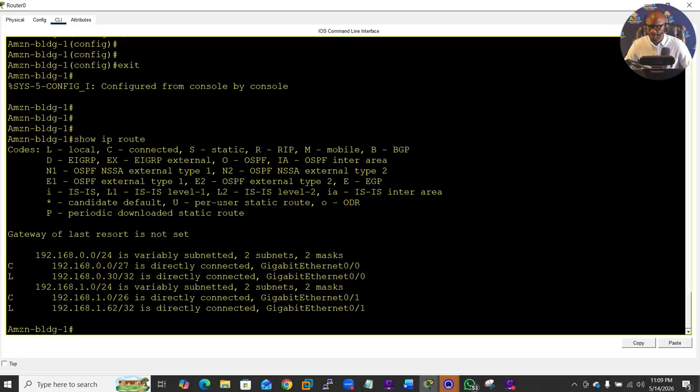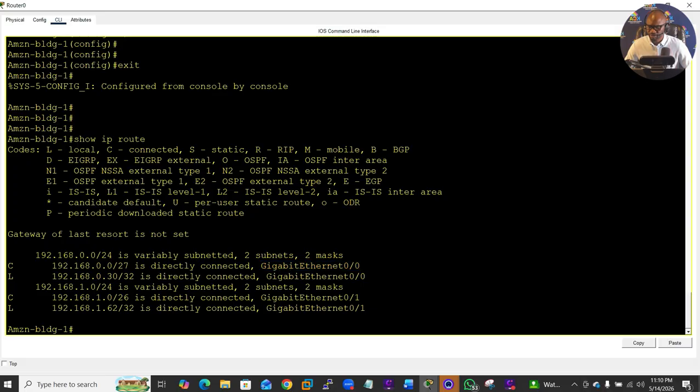Inside the route table, you can notice that we have some characters. We got C. C is for directly connected network, and L stands for local, right? So basically, the first C we have is connected on G0/0, gigabit 0/0, and it's also telling us the network. We have 192.168.0.0/27. This network is connected to the router over the interface G0/0.